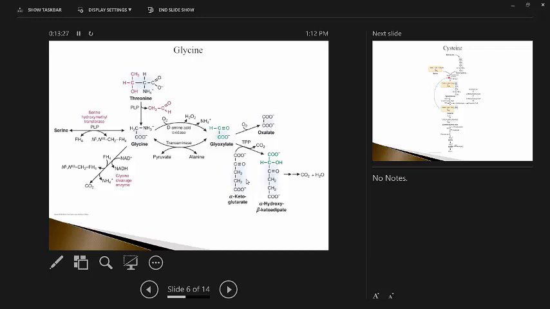So we saw this in the lecture on folate. And you remember that serine breakdown and threonine breakdown were the primary ways that you put carbon into it. It entered at what level of oxidation?